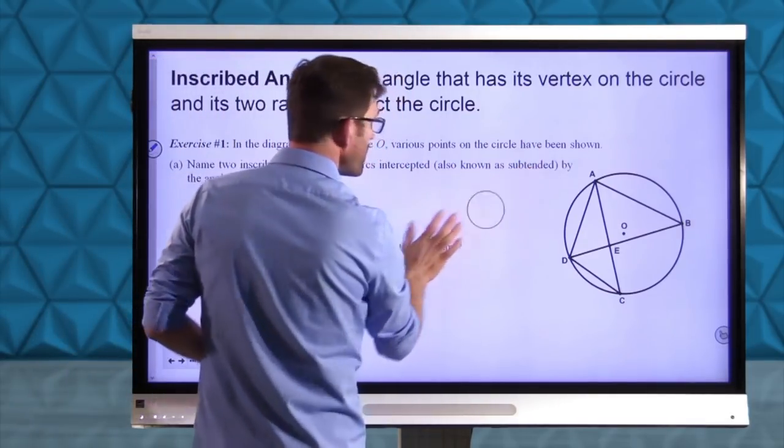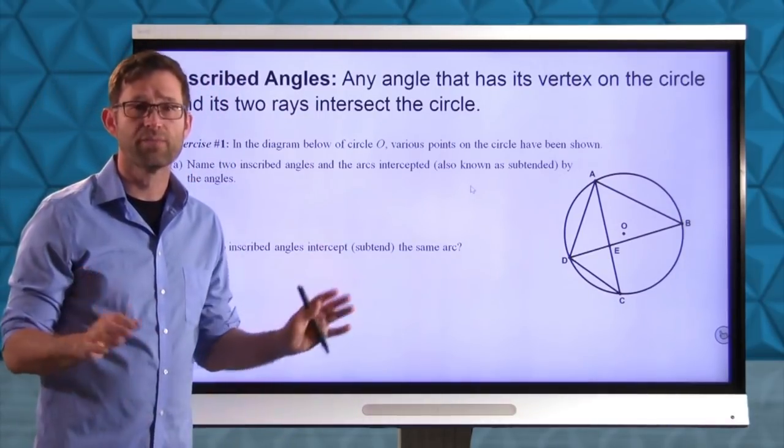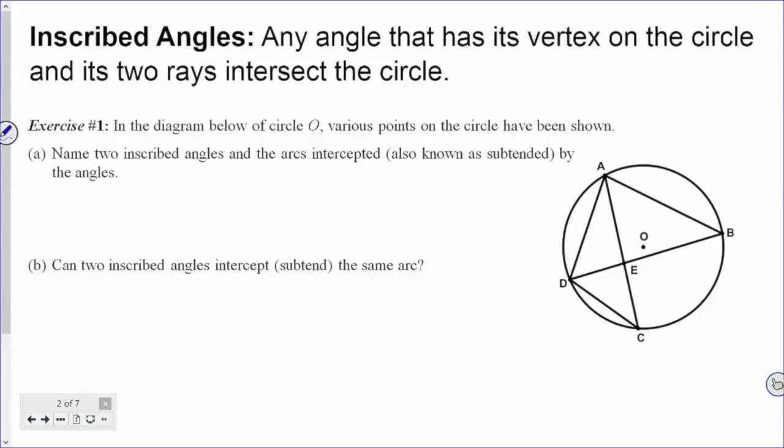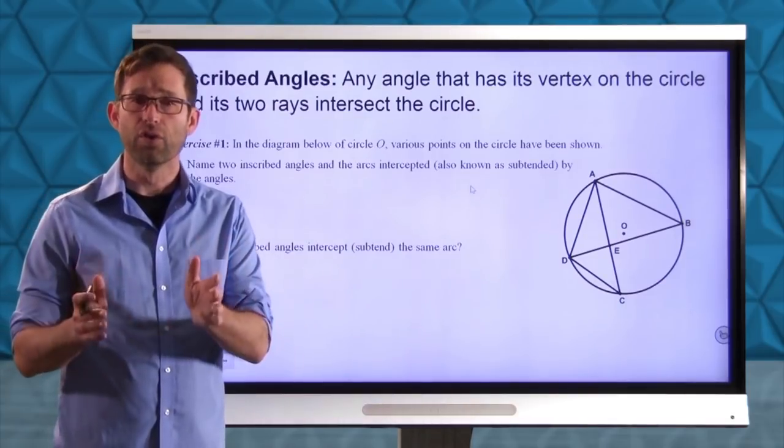Okay? So let's take a look at exercise 1 right away, where we've got a circle, we've got lots of angles, etc. Exercise number 1. In the diagram below of circle O, various points on the circle have been shown. Letter A, name two inscribed angles and the arcs intercepted, also known as subtended, by the angles. Okay, so let me do one and then you do another one.